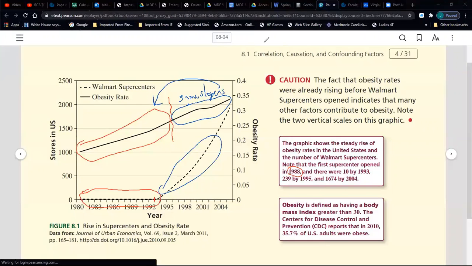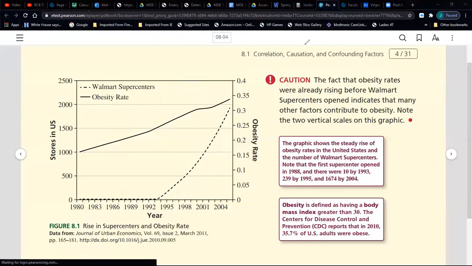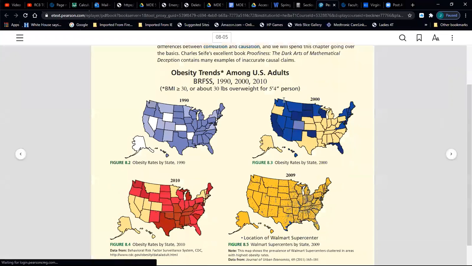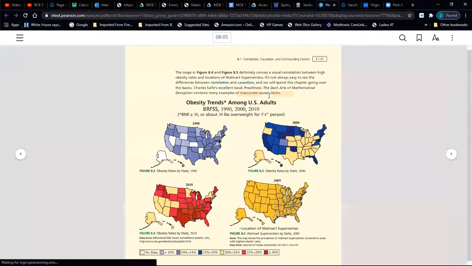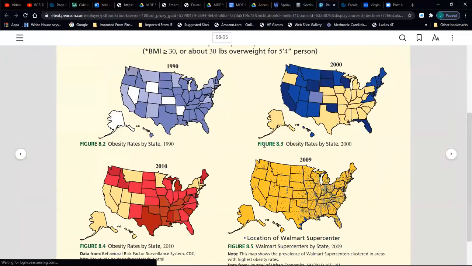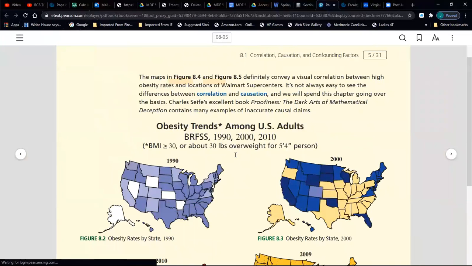All right, so let's clear our screen. Take off annotate, scroll down. Oh, no, next page. So what else is there? Well, here we go. The maps in figure 8.4 and 8.5, that's these. Well, 8.2, 8.3, 8.4, 8.5. I don't know why they say 8.4 and 8.5. I'd go 8.2 through 8.5.